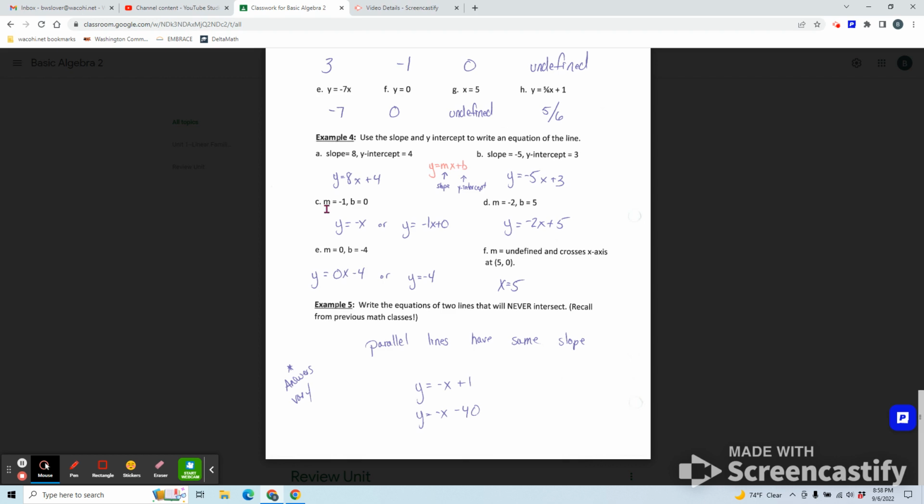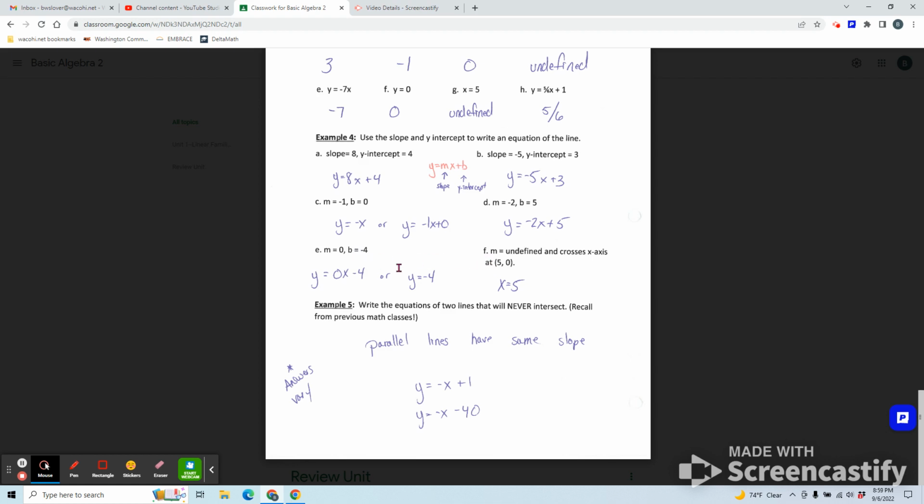In letter C, I already tell you the m and the b, so it's a little bit easier. So y equals negative x, or negative 1x, remember it's the same thing, plus 0. Now, if you don't put the plus 0, that's okay. Because if I have $10 and I add $0, I still have $10. That plus 0 isn't changing my equation in this case.